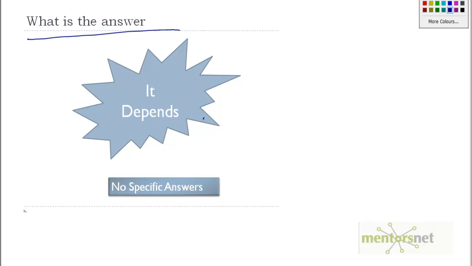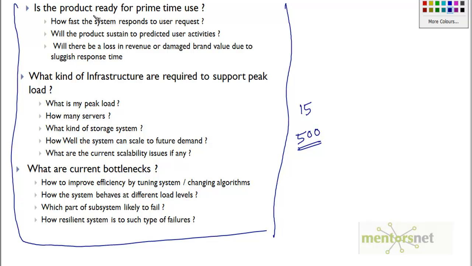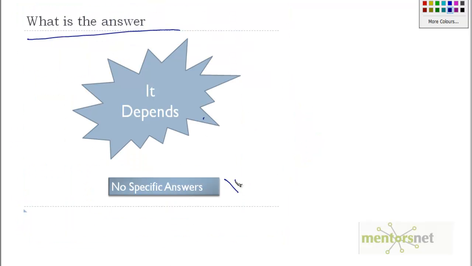Now, why is there no specific answer? Because in the first place, if you look at the questions, none of these questions are very specific. When you say how fast the system is, what do you mean by fast? Is 5 milliseconds fast, or is 0.3 milliseconds fast? It depends on the scenario. It depends on the use case. That is the reason why I say there is no specific answer to these kinds of questions.